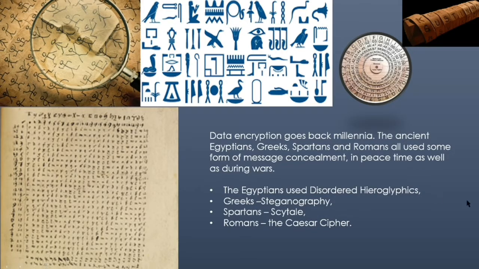Back then, the ancient Egyptians, Greeks, Spartans, and Romans all used some form of message concealment in peace time as well as during wars. The Egyptians used the disordered hieroglyphics. Hieroglyphics were a formal writing system and a cipher used in ancient Egypt. Hieroglyphs combined logographic, syllabic, and alphabetic elements with a total of some 1,000 distinct characters.